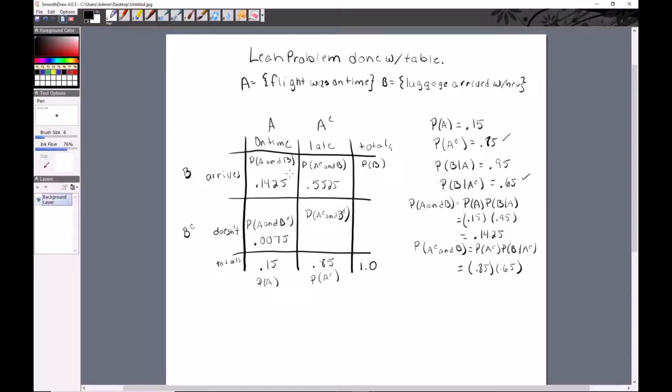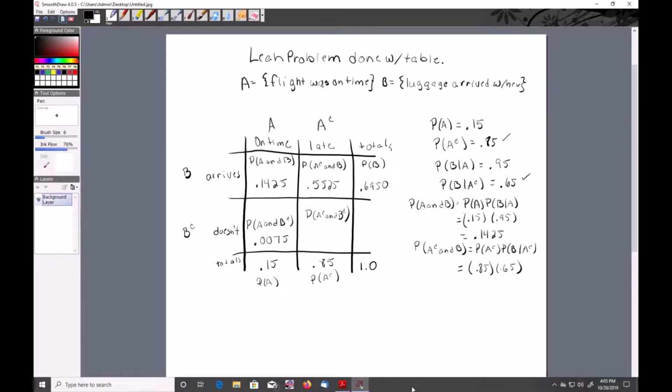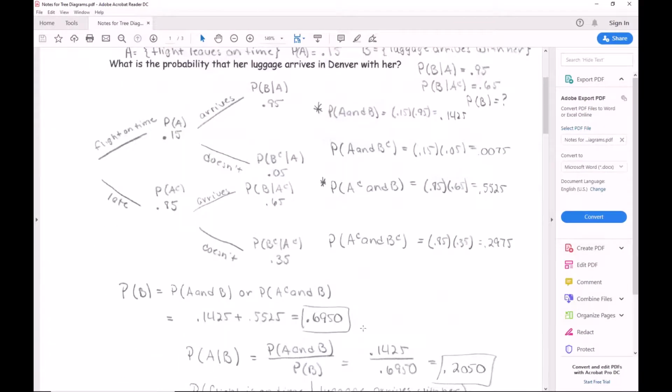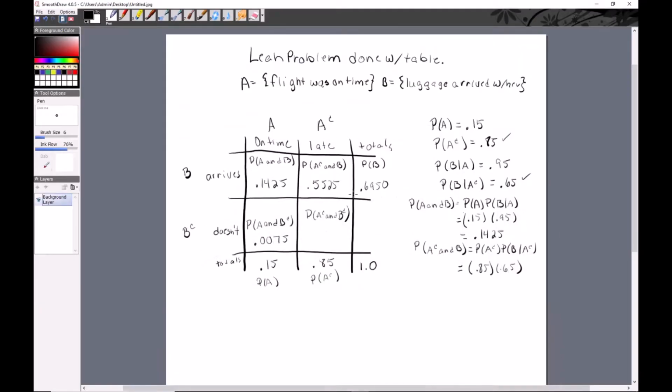If you add across, you get this total, which, by the way, is the probability of B, because there's a B and there's a B. So that's 0.6950. I believe that this was really the question we were supposed to answer, right? Remember, we did that down here. We're not even done with this table, and yet we can already answer the question. If I subtract this number from 1, I get 0.305.